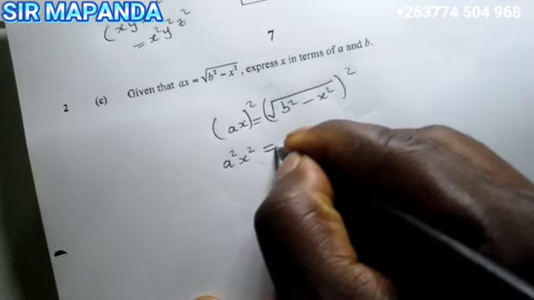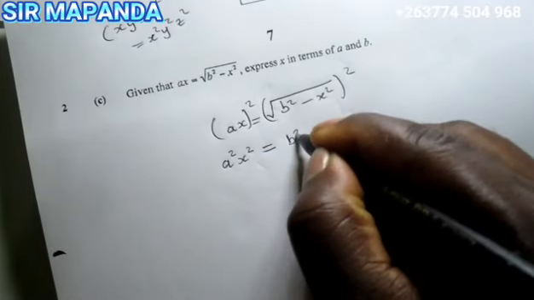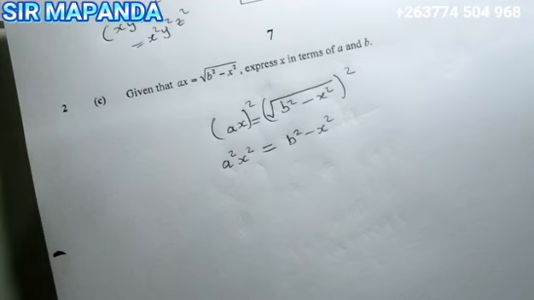Then the power 2 on the right side does not affect the terms inside the square root, but it removes the square root without affecting the inner terms. So the inner terms b squared minus x squared are going to come out as they are, but the square root is going to be removed by that power 2. The power 2 and the square root both vanish, leaving you with b squared minus x squared. I hope you are following, class, right?